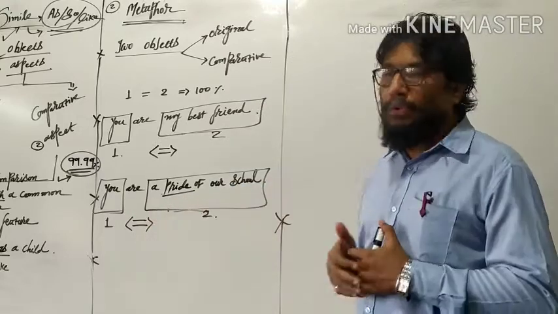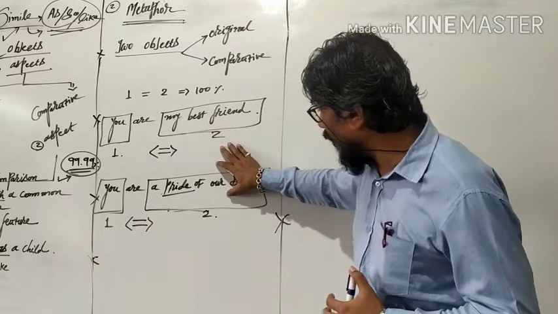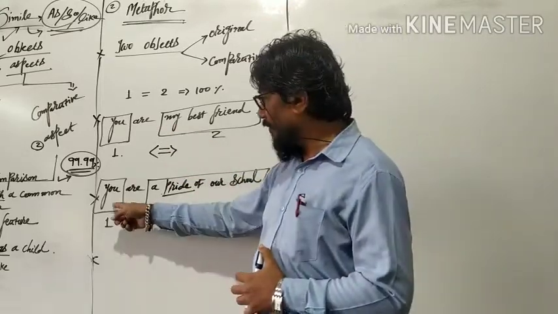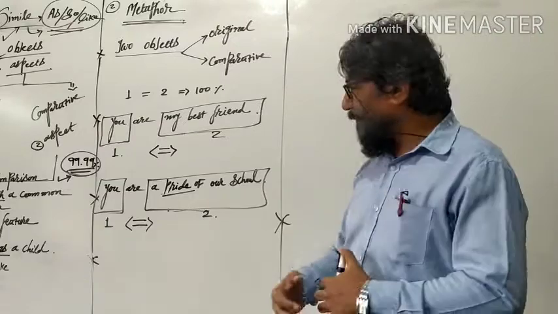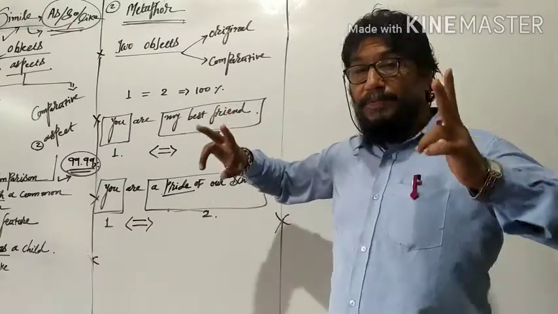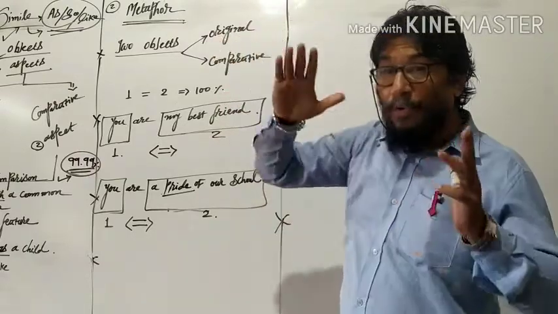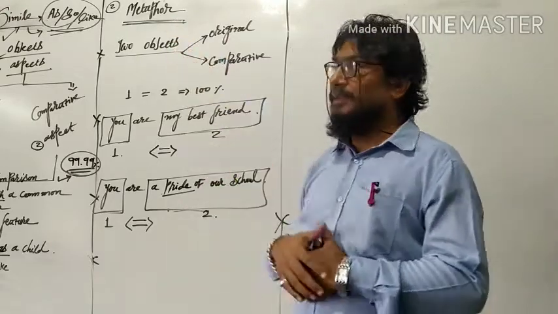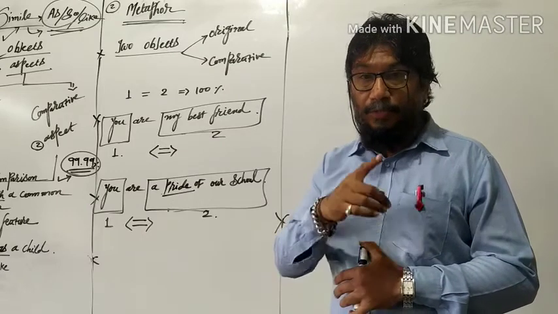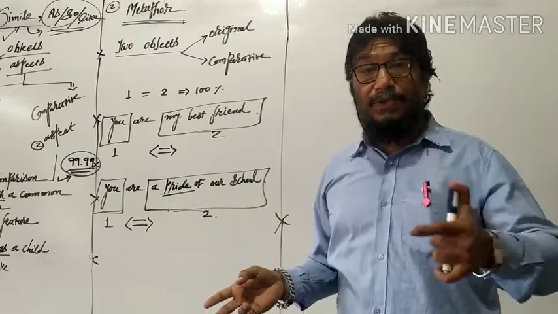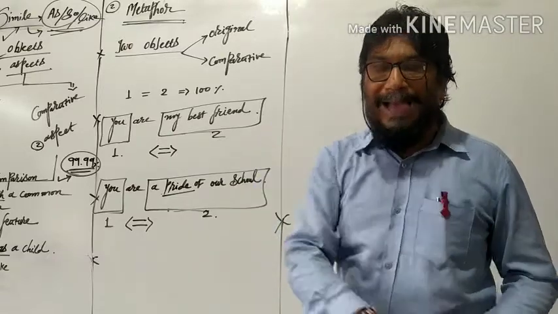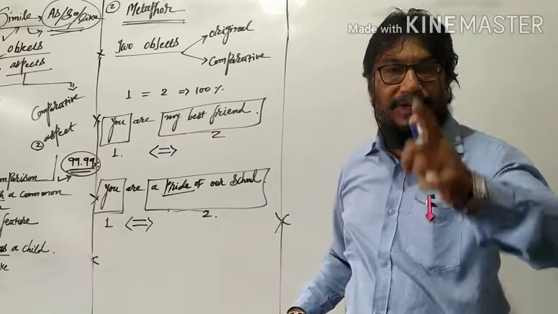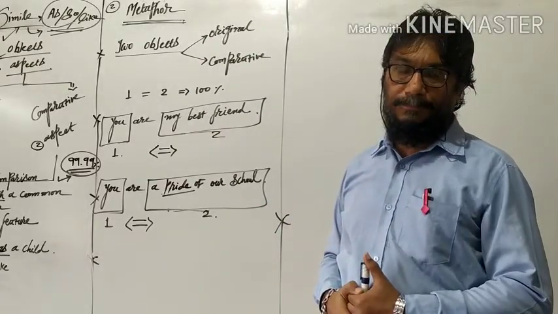You are a pride of our school. You is the original aspect, pride of our school is the second one. Think in reverse: a pride of our school is equal to you. You are equal to a pride of our school. Wherever in this way two objects, two aspects, original and comparative, are given with 100% equality, this is known as metaphor. One more thing I'll tell you: metaphor is also known as implied simile. Why is it so? Because simile is 100% implied over here, and so metaphor is also known as implied simile. Got the idea?